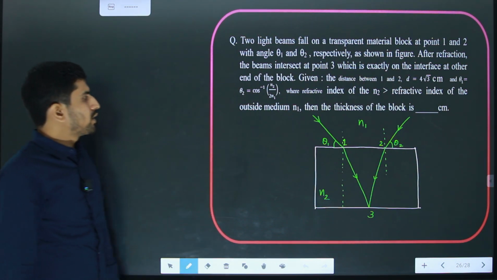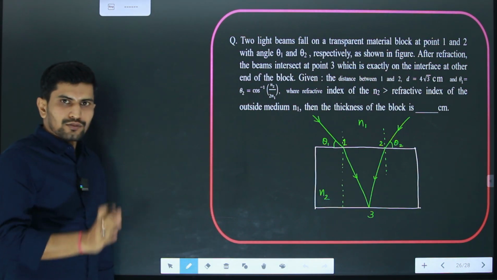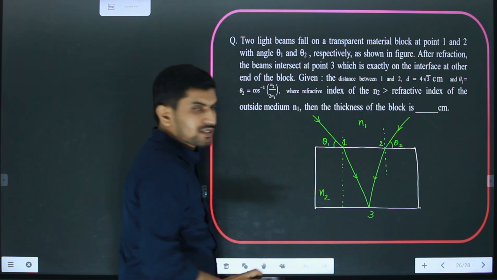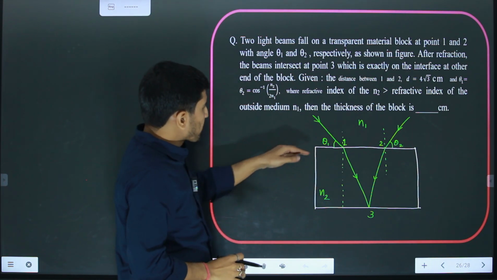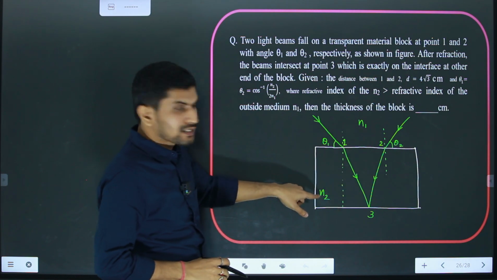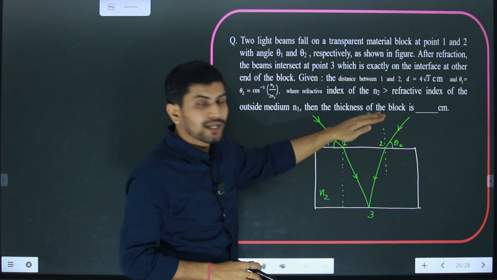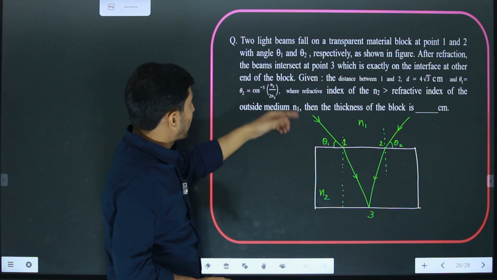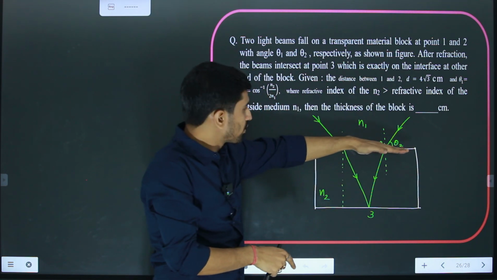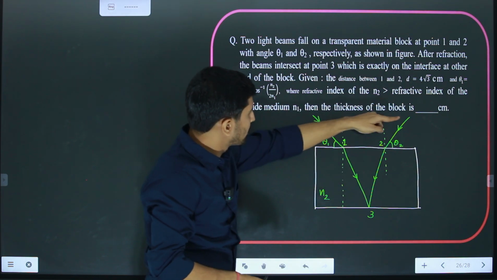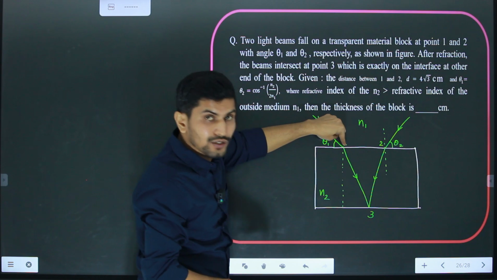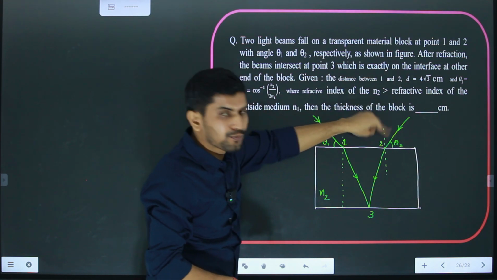Okay, this is the next question. According to the description given in the question, there is a figure given, and we have one glass slab whose refractive index is n2, the outside refractive index is n1, and according to the description, two rays of light are incident on the first face. This is ray 1 and this is ray 2. Ray 1 falls at point 1 and ray 2 falls at point 2.